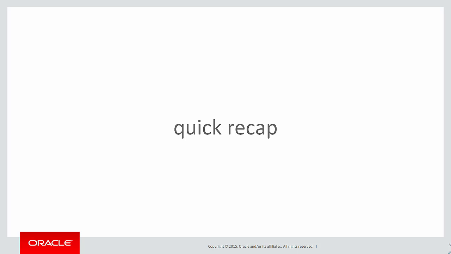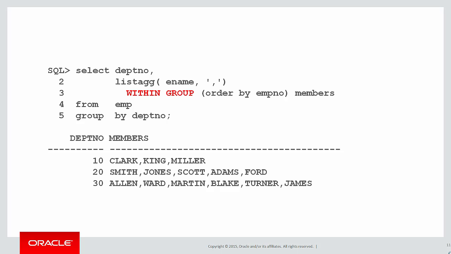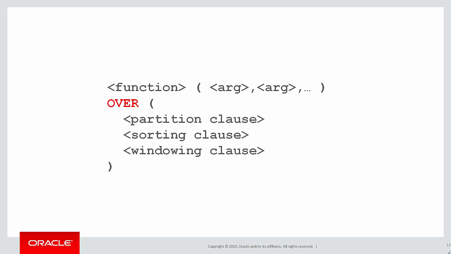A quick recap on that last video: over and over we've always said that it's the keyword over that defines the use of an analytic function. But then we turned that on its head in the last video when we saw the LISTAGG function, which used the keyword within group, and it seemed to be a departure from that. It seems odd that every analytic seems to use over, yet LISTAGG would use within group.